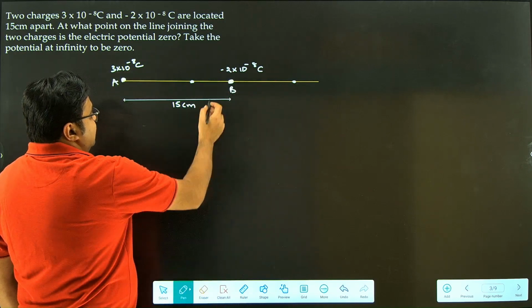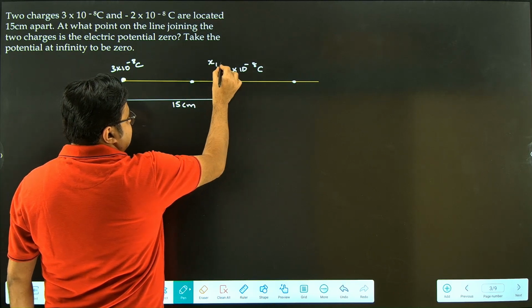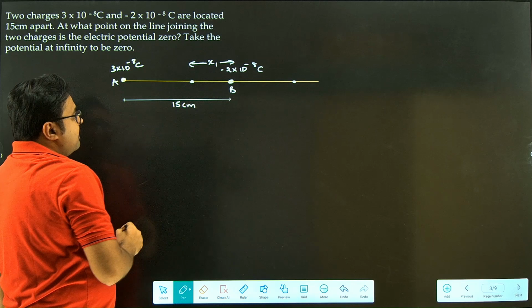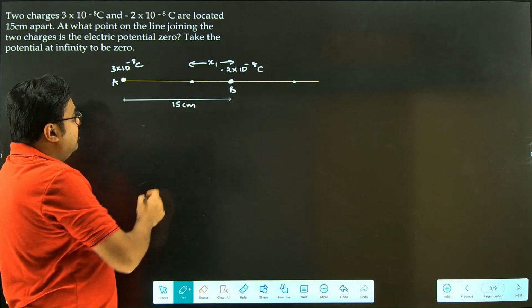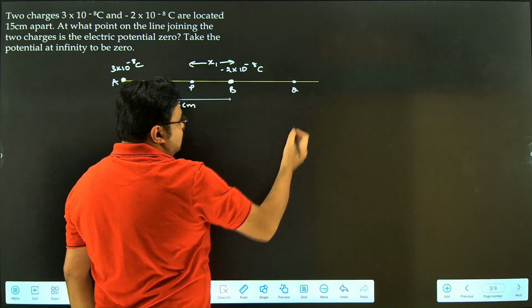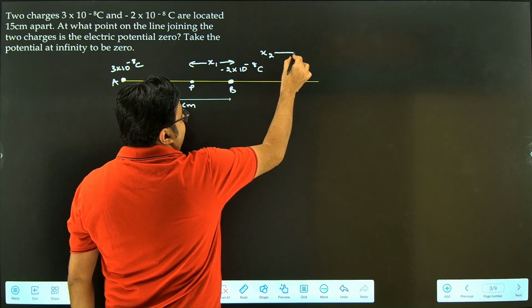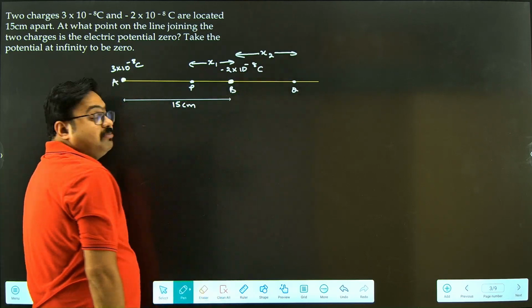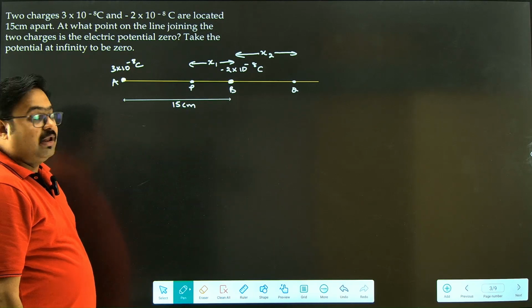Let us say that the distance from the charge placed at B to the place where the potential becomes zero is x1. Maybe I'll call that place P, and then this place Q, and that is also a point where the potential due to both the charges becomes zero. So let me call that distance x2. We will be finding x1 and x2 with a lot of ease.